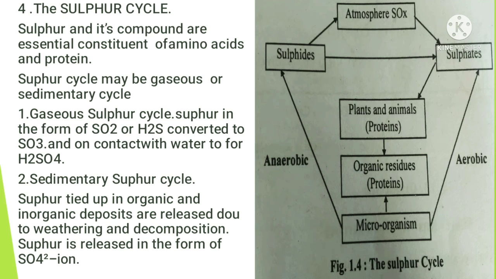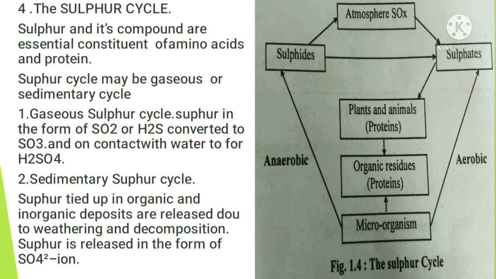The next cycle we are going to observe is the sulfur cycle. So let's see the sulfur cycle. Plants and animals depend on a continuous supply of sulfur. Sulfur and its components are very essential constituents of protein and amino acids. The sulfur cycle may be gaseous or sedimentary. Means it may be gaseous or may be sedimentary. So there are two types of sulfur cycle.